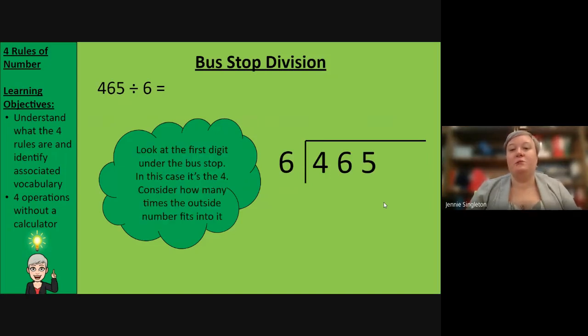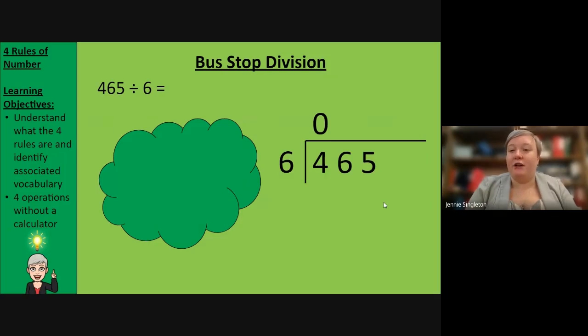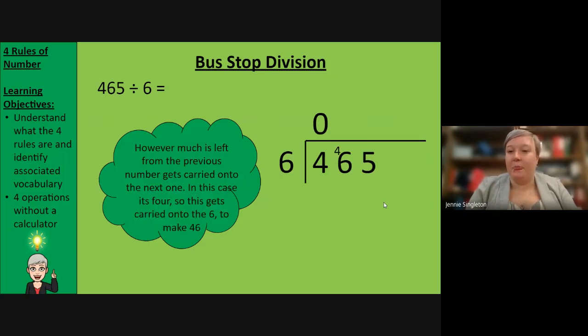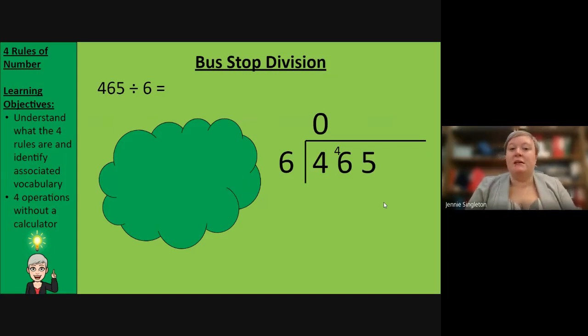So the first number under the bus stop is a 4. We need to consider how many times can I fit 6 into 4. Now, 4 is smaller than 6, so that's going to be none. So I take that 4 and I carry it over to the second number. And then we have to decide how many times is 6 going into 46. It's going to go 7 times. But 6 sevens aren't 46 exactly, they're 42. So I've still got 4 left over.